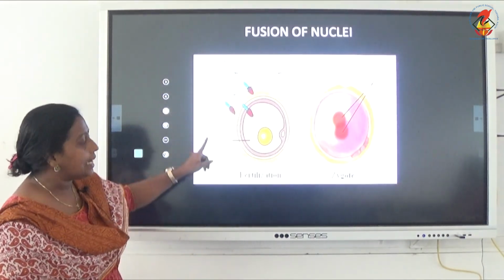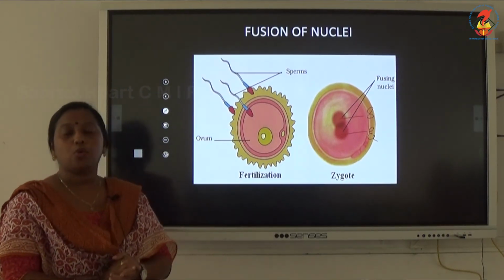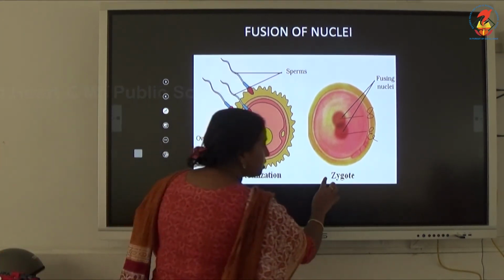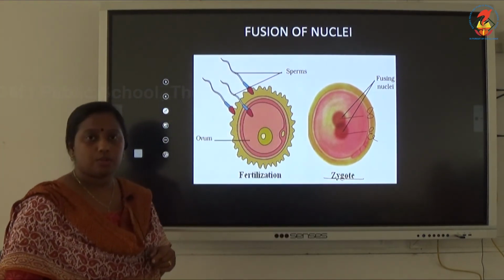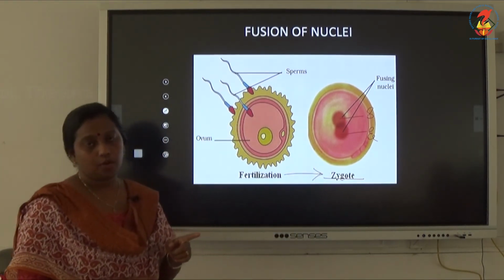This is another diagram for fertilization. Again, see, so many sperms will be coming, but only one will be entering. And once it enters, the nucleus of the sperm and the nucleus of the egg fuse together. Can you see this? They are coming and fusing together. Finally, it will form a single nucleus of the zygote. See, this product is called the zygote. So, the product of fertilization is the zygote.